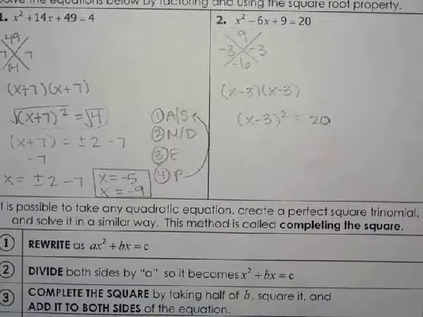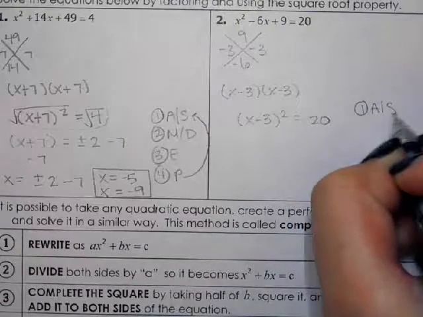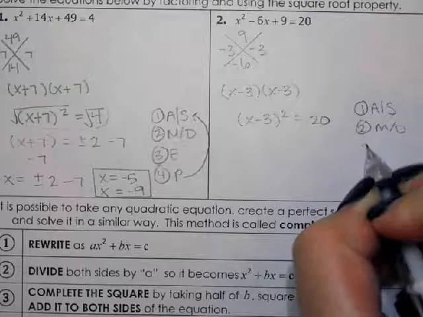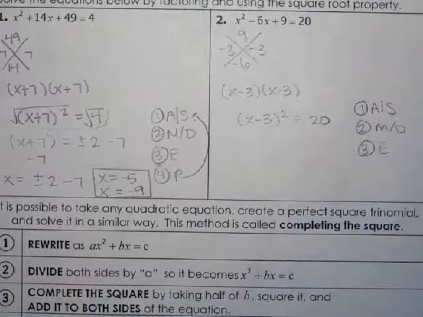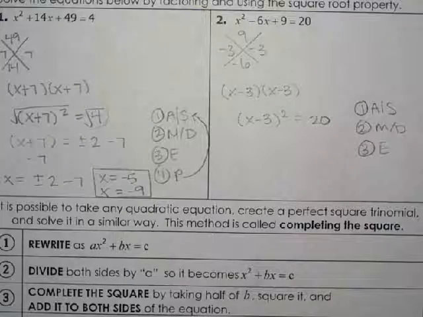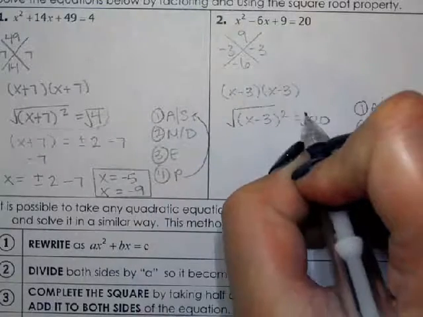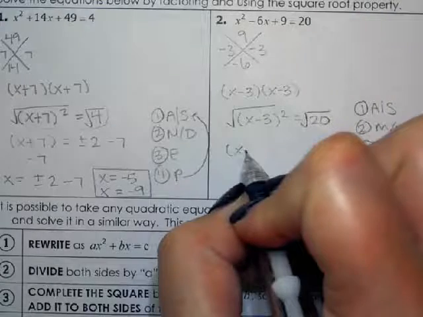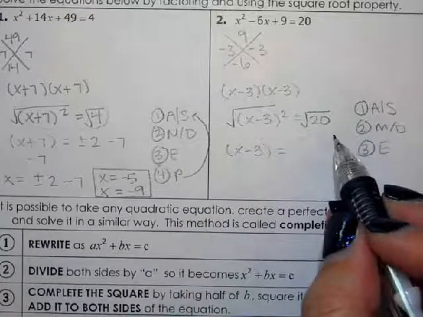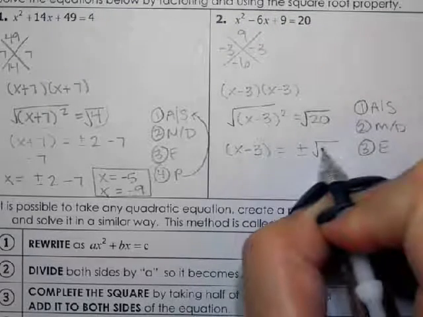Now we're going to walk through the steps. Is there anything I can add or subtract over? Nope. Is there anything I can multiply or divide over? Nope. Is there an exponent I could introduce or get rid of? Yep. What do I do? Square root. So I've got x minus 3 equals, and how do I make sure I don't kill a little baby horsey? Plus or minus the square root of 20.